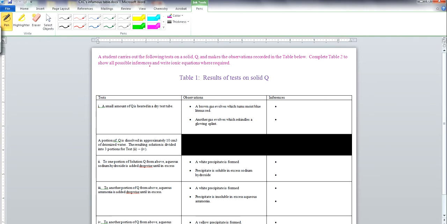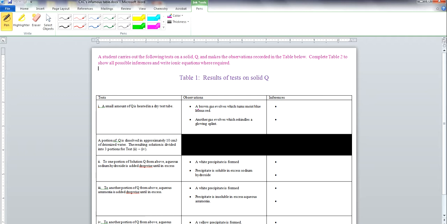So a student carries out the following test on a solid Q and makes the observations recorded in the table below. Complete the table to show all possible inferences and write ionic equations where required. Now, it says here, a small amount of Q is heated in a dry test tube. And the observations are the things you see. You don't write equations for observations. They're the things you see. What happens, right? Don't infer in an observation. You just say what you see.